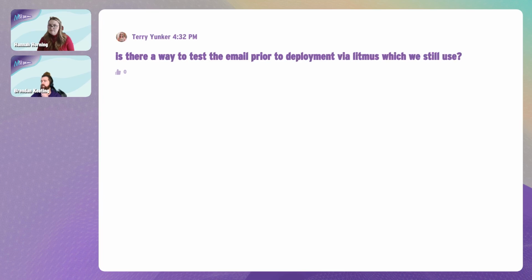Is there a way to test the email prior to deployment by Litmus, which we still use? I assume we're speaking about the Lightning Builder experience here. Yes, so there is not the Litmus testing like there is in the Legacy Builder. So you will not have that option.